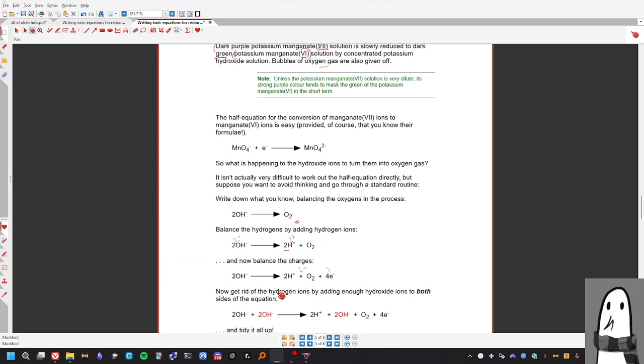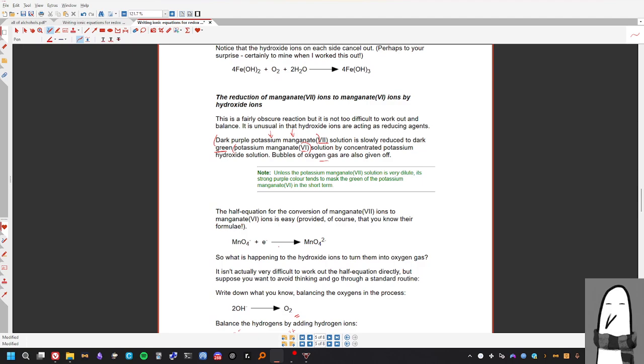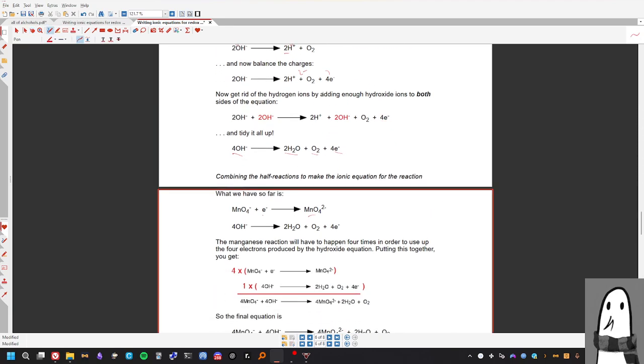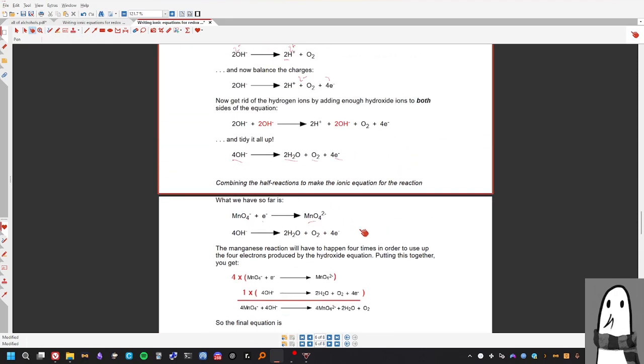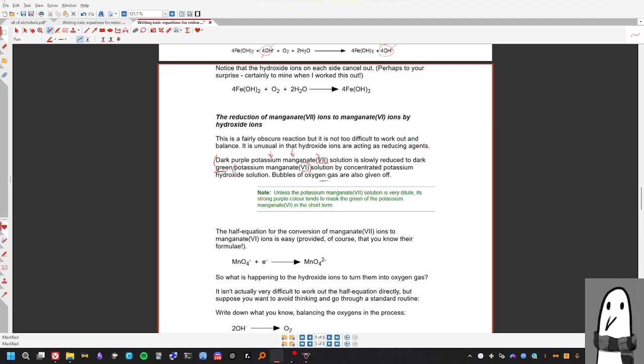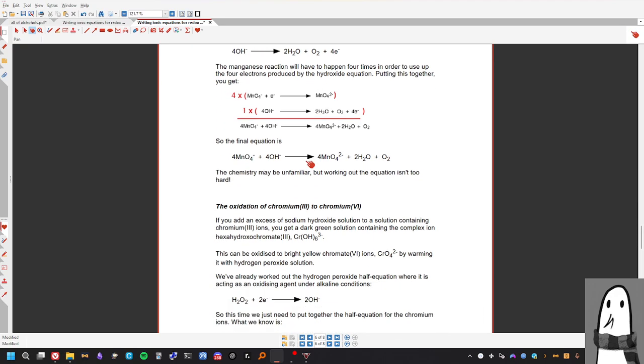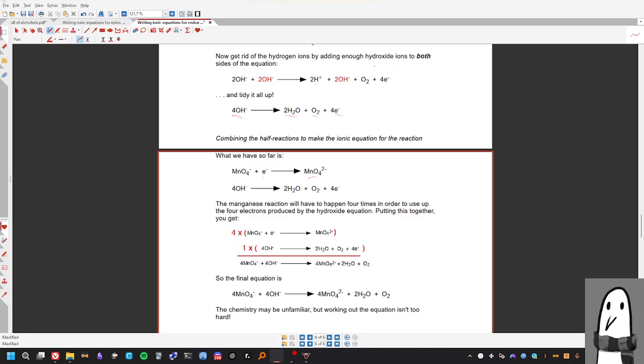A little quick reminder for why we're adding an OH. Why is this an alkaline solution? Because we're having potassium hydroxide, which is a base. That's going to be the solution. That's going to be the reducing agent. We're saying the reduction of manganate ions to manganate ions by hydroxide ions, which means that hydroxide ions are going to be your reducing agent. Okay? And of course, your hydroxide ions are the things that are getting oxidized. As you can see, it's going to be losing those electrons, because you have a minus, and now you've turned it to a neutral.